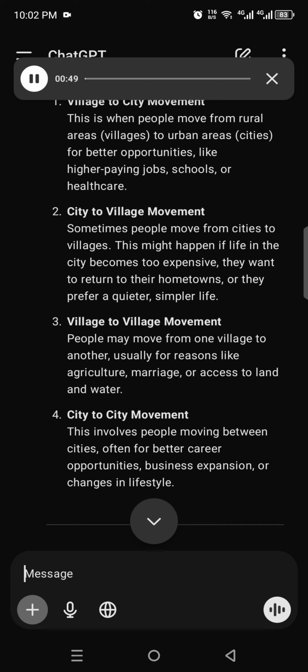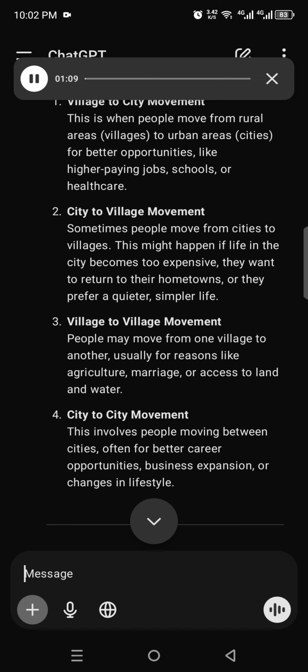3. Village to village movement. People may move from one village to another, usually for reasons like agriculture, marriage, or access to land and water. 4. City to city movement. This involves people moving between cities, often for better career opportunities, business expansion, or changes in lifestyle.